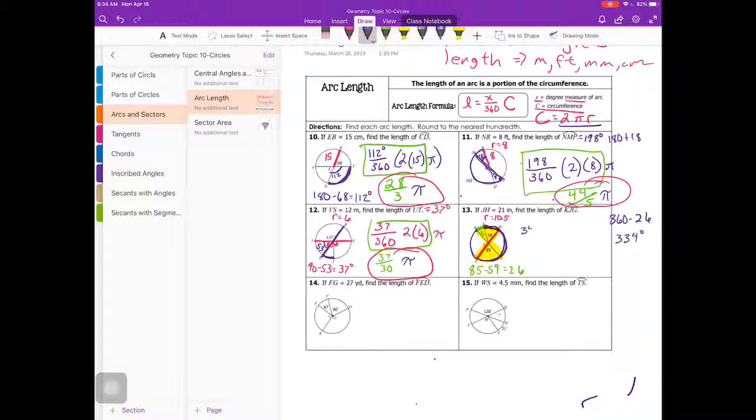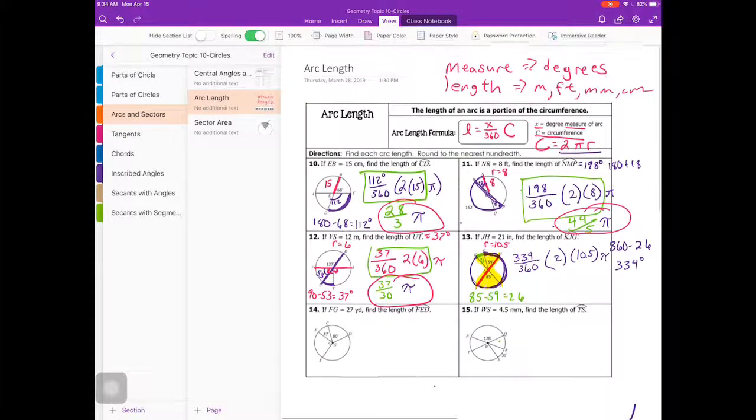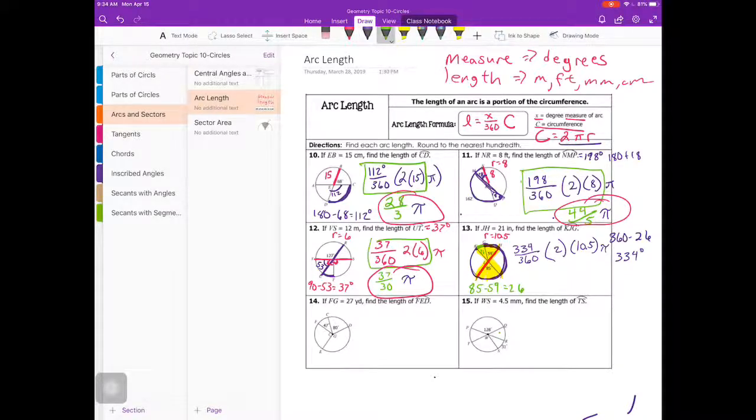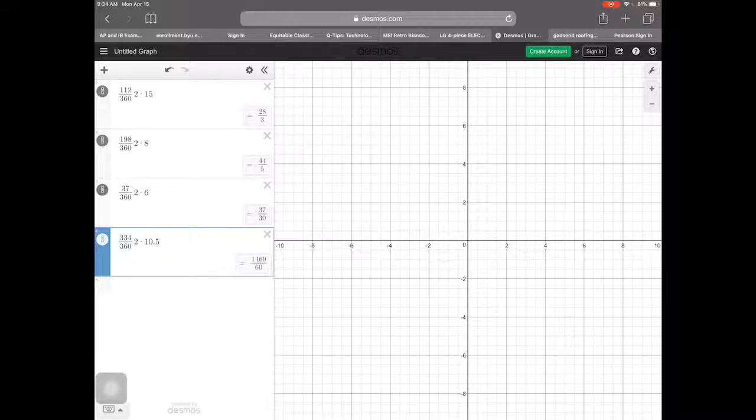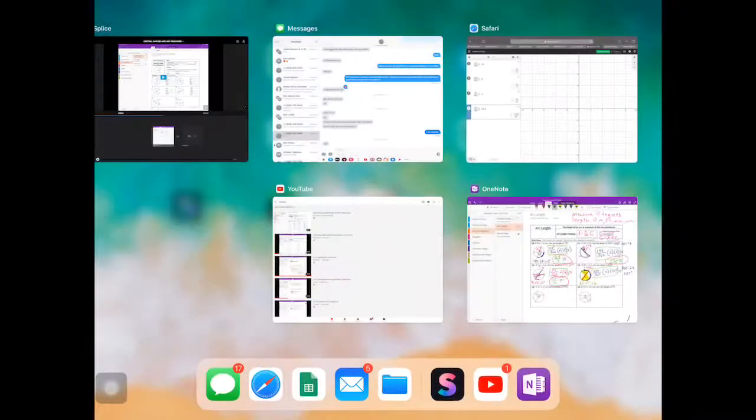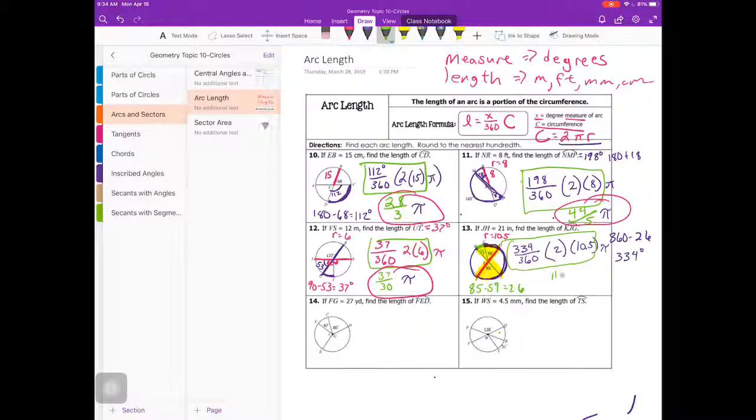So we are going to do 334 degrees out of 360 times 2 times 10.5, and then we throw our pi on the end. Okay, so notice that was just one little step at a time. That's all you got to do. So 334 out of 360 times 2 times 10.5. And this is going to be something pretty ugly, you guys. 1169 over 60. And we're just going to leave it like that. 1169 over 60. Throw our pi on the end. And there is our answer.